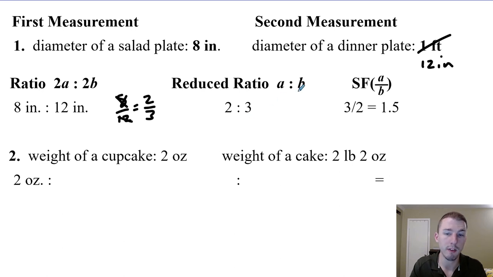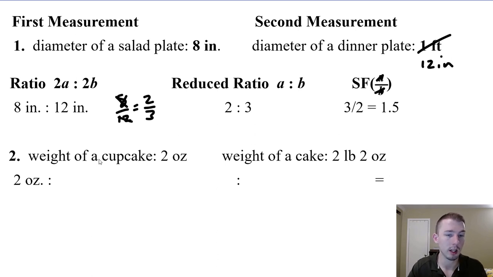And then our scale factor should be not a over b, it should be b over a. So that is actually backwards. So I might need to fix that. I think I did. I just forgot to update it on this one. But anyway, it should be b over a. So it's going to be 3 over 2, which is 3 halves, which is 1.5.